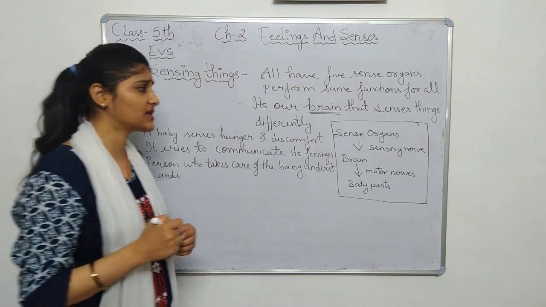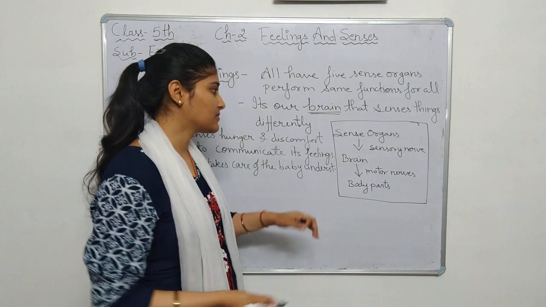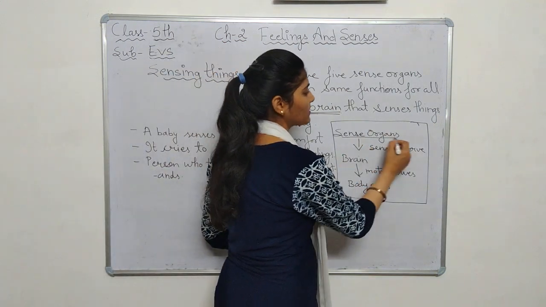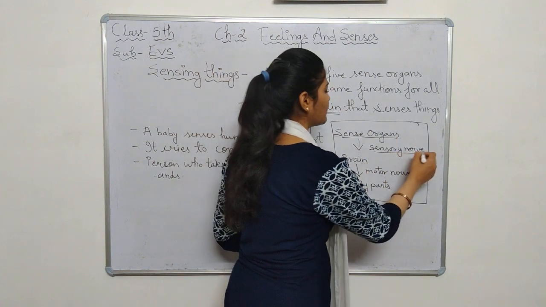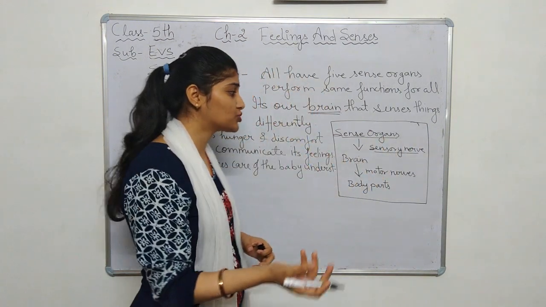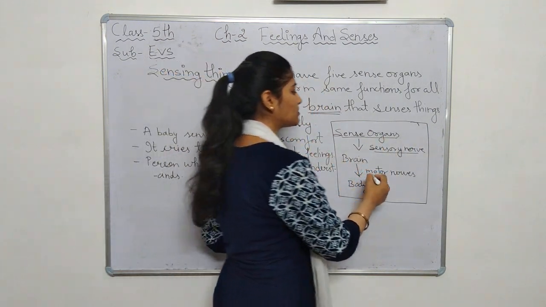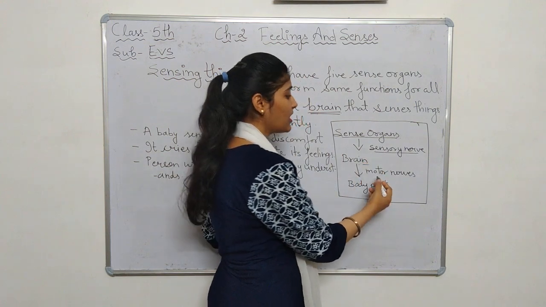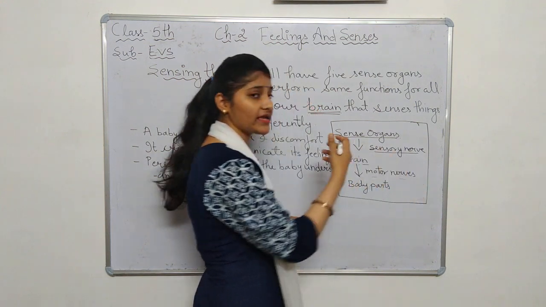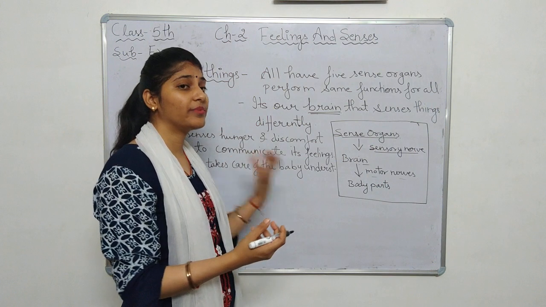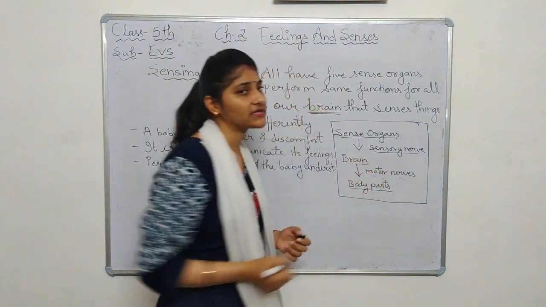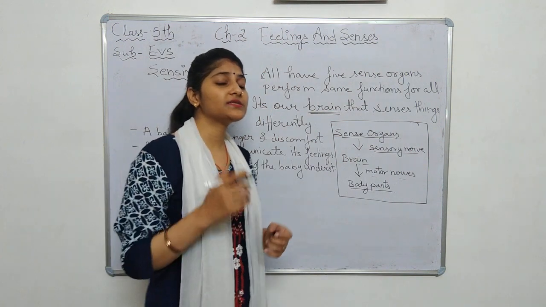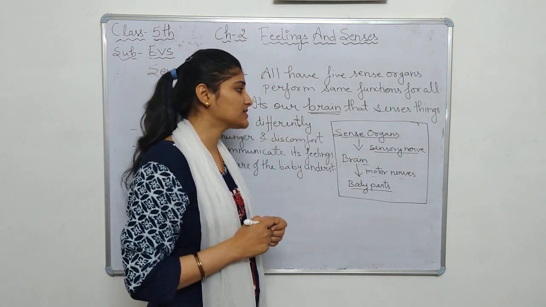Now let us understand how this works. It is our sense organ that receives the signal. Then the sensory nerve gives the message to the brain. Then the brain reads the message. Then the motor nerves take the message which the brain needs to send for action, and then the body part acts accordingly. Now let us take an example to understand this.